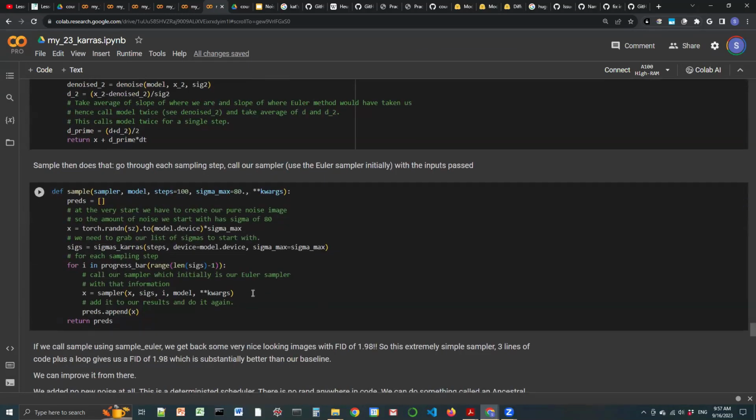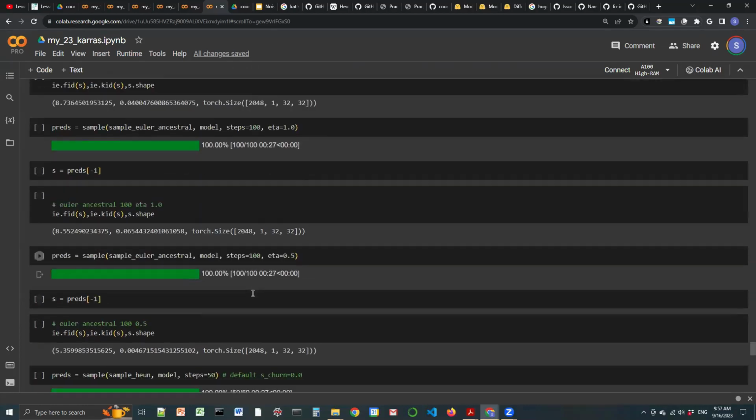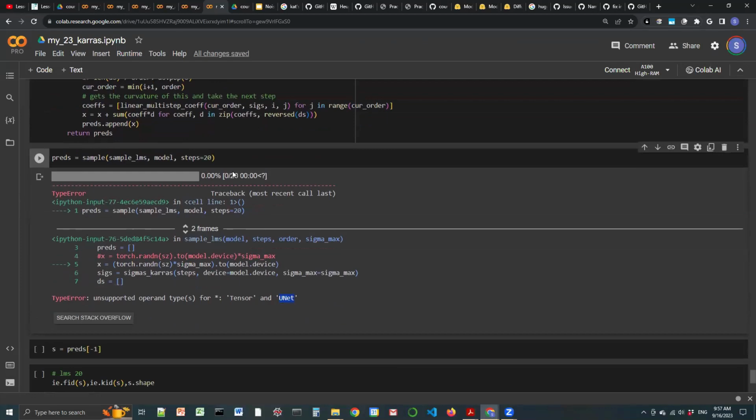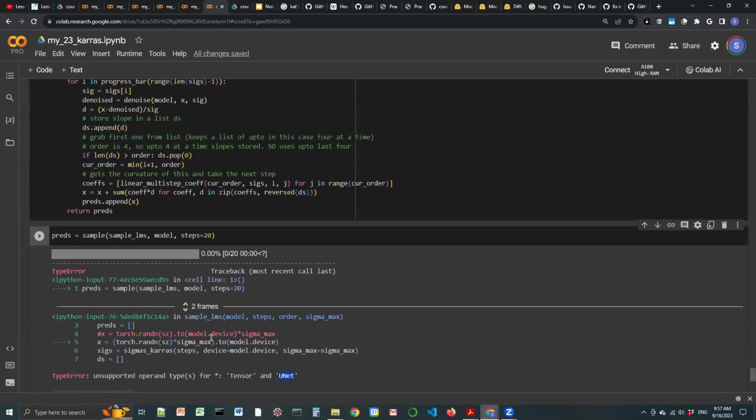Yeah, everything in this notebook works other than this LMS schedule. And LMS schedule, I think I should be able to fix. It's just a simple matter of multiplication. I don't know whether you can multiply after you move it to the device or whether you should multiply before you move it. And why the hell it's complaining about multiplying by a unit when its sigma max is just a fixed thing.